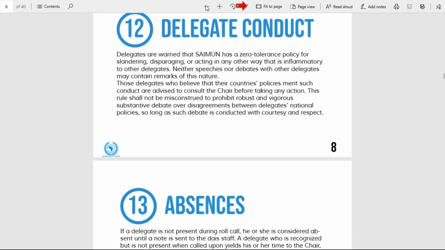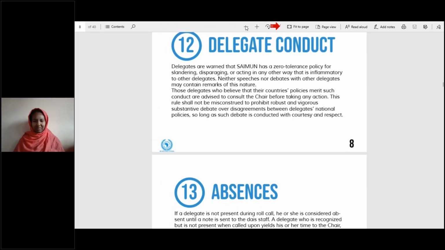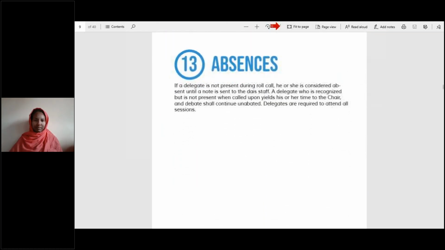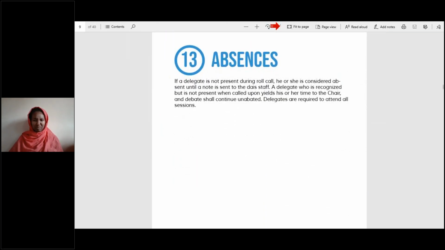Now on to the next part, which is absences. If you wish to be absent from your committee room, please inform your chair prior to your absence, because as I had said, every member state's vote counts, so you have to make sure that your absence is recorded so that it won't affect the committee sessions.